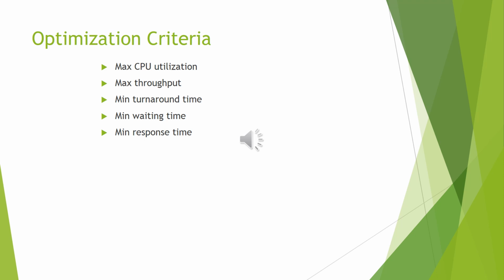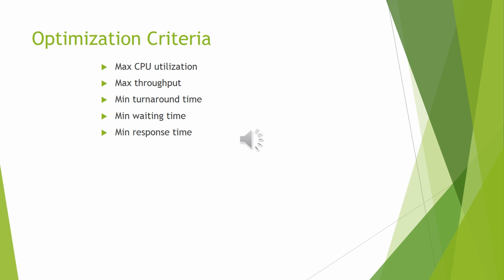We are looking at the optimization criteria. Maximum optimization of CPU, that is in terms of utilization. That means you are not supposed to leave your CPU idle. Also maximum throughput, minimum turnaround time, because when you look at turnaround time, you are looking at the time that it will execute the process. So the process should not take a long time to execute.